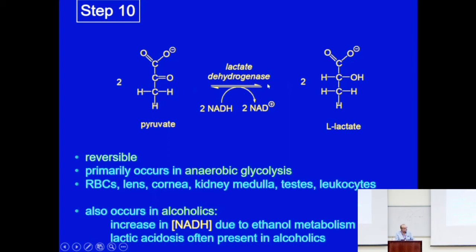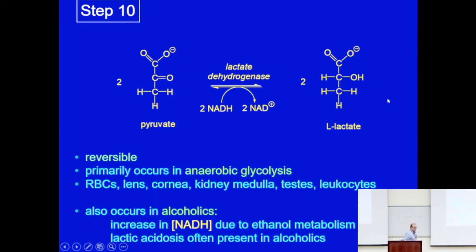Importantly, step 10, this enzyme is reversible. Okay? You can go either way, depending on the availability of NADH. If you have high NADH, you produce more lactate. If you have anaerobic conditions, NADH will accumulate and produce more lactate. If you don't have mitochondria to oxidize NADH, you're going to produce more lactate.